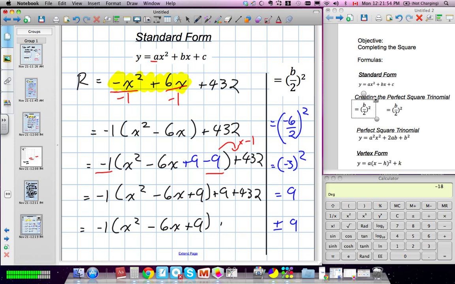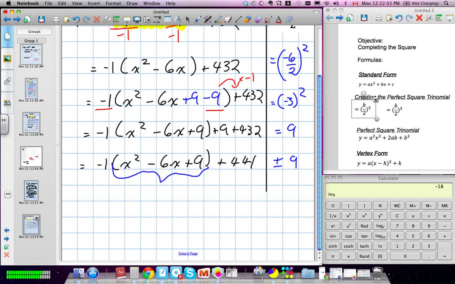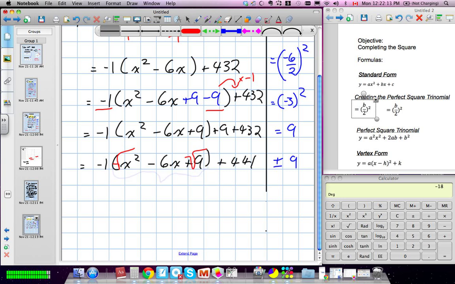Now I need to factor my perfect square trinomial. The whole point of this was to create this. The shortcut to factoring it is we square root the first and the last terms. So we'll do a little side calculation for those. Square root of x squared is x. Square root of 9 is 3.